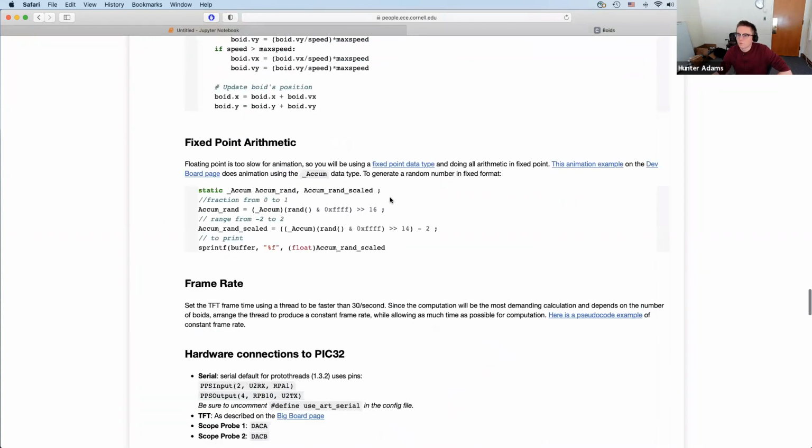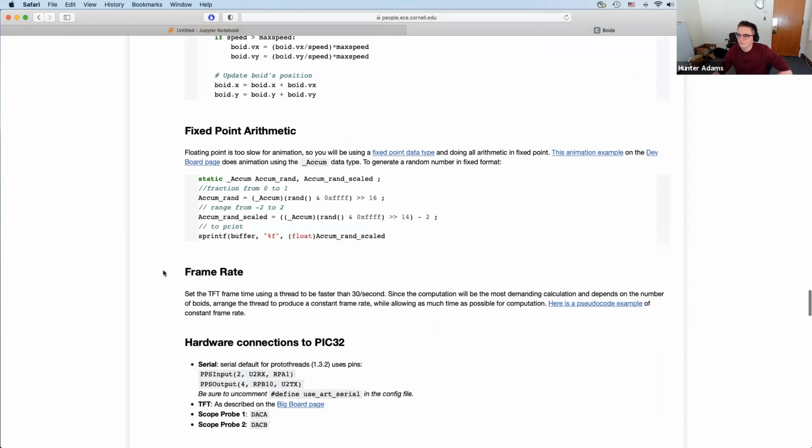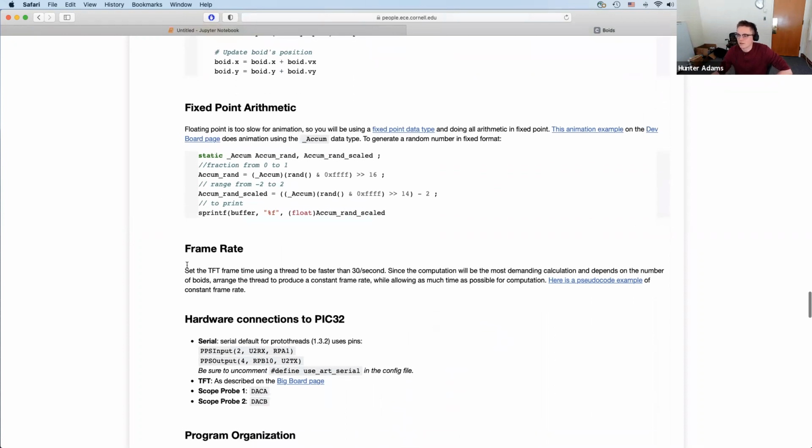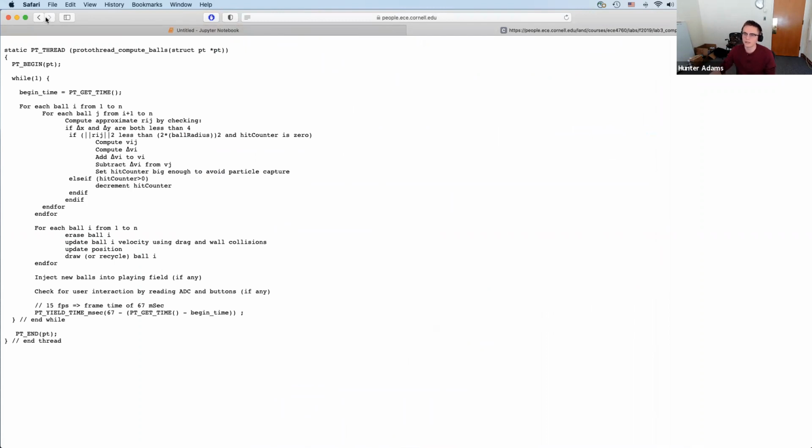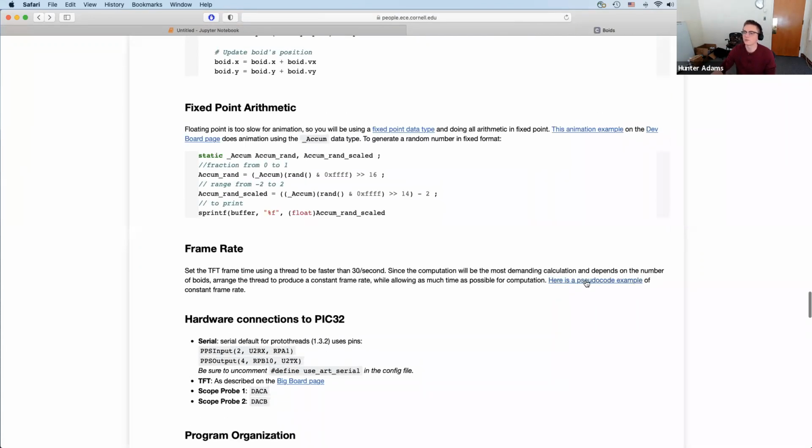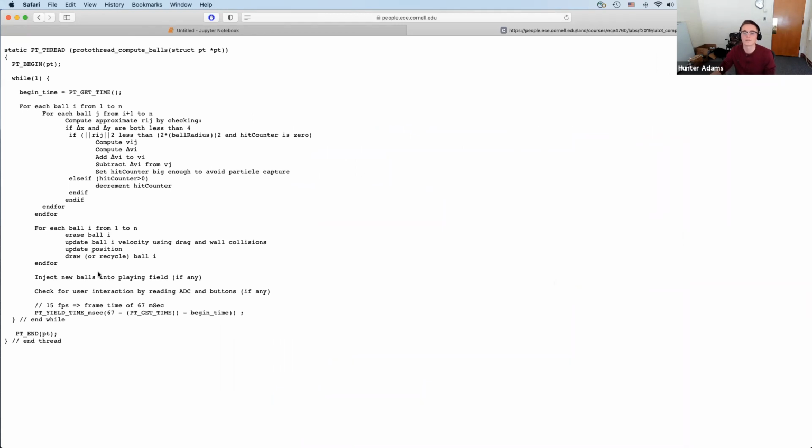So here's the pseudocode. We're going to go over fixed point arithmetic next time. I want to talk just briefly about frame rate, because I said we're going to enforce a 30 frame per second frame rate. How do you do that in ProtoThreads? Here in this section of the lab write-up, there's a link to some pseudocode for a thread that has a fixed frame rate. All that's going on here is at the beginning of the thread, when we first drop into the while one loop, we get the time, right? We do all of our thread stuff. And then when we ultimately yield the thread, we yield for a specific amount of time.